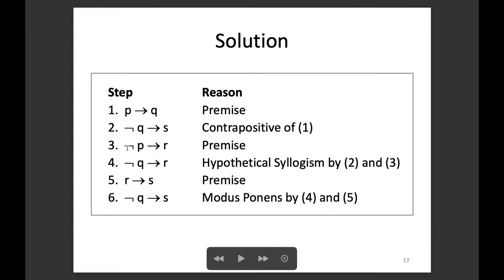And after that, we know that not P implies R is a premise. Is that okay? So in that case, not Q implies not P, and not P implies R. We will have not Q implies R. So this is the hypothetical syllogism using statement 2 and statement 3. And then we also have R implies S. So we have 4 here.